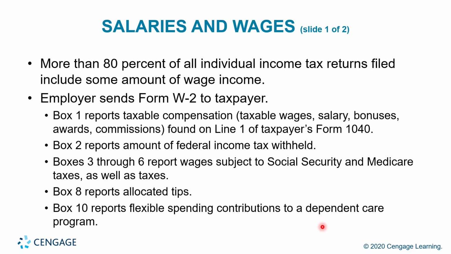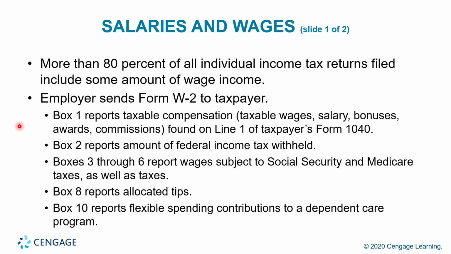So more than 80% of all individual income tax returns filed include some amount of wage income. And so the employer typically sends a Form W-2 to the taxpayer. A W-2 has your identifiable information on it, as well as boxes. Each one of these boxes will typically have numbers in them, amounts, and they represent something. And so we'll go over each box.